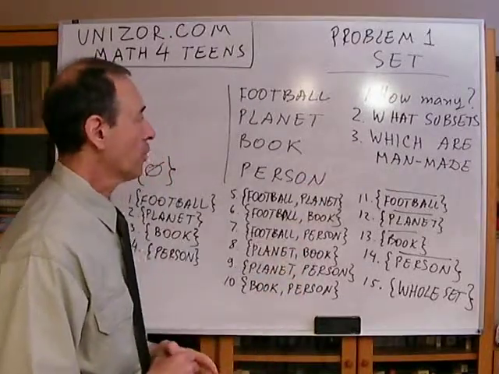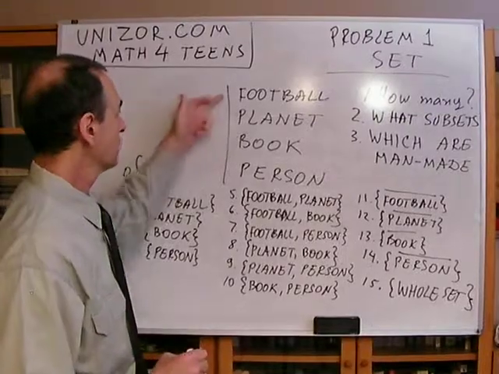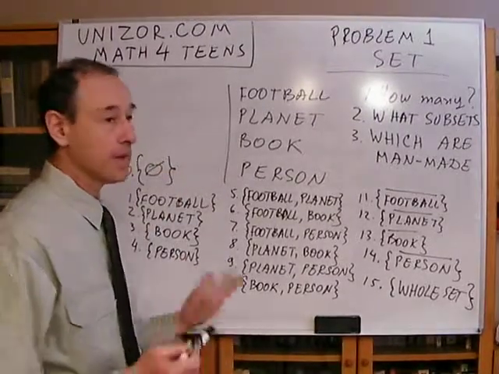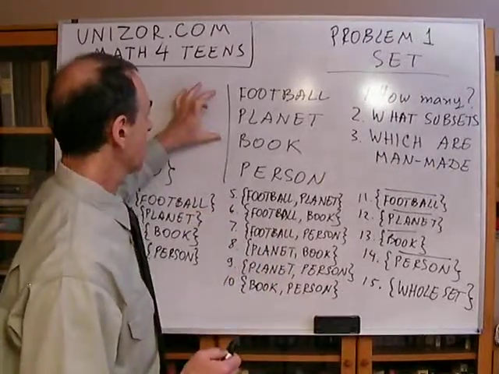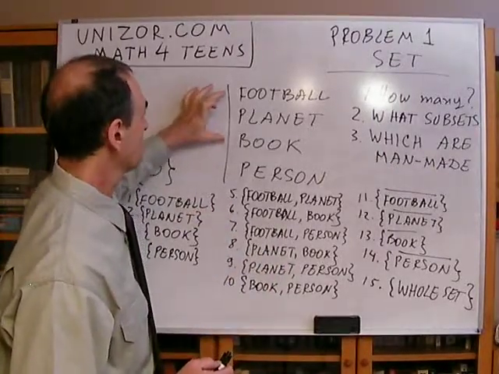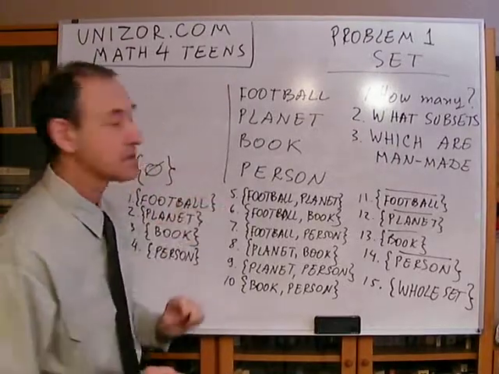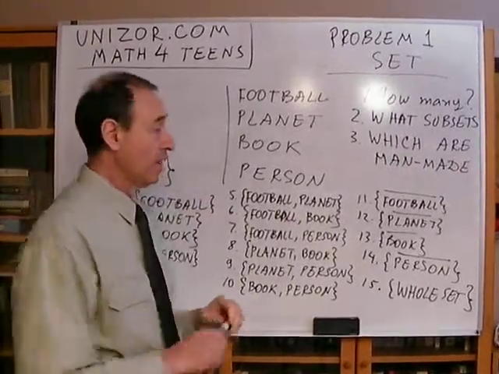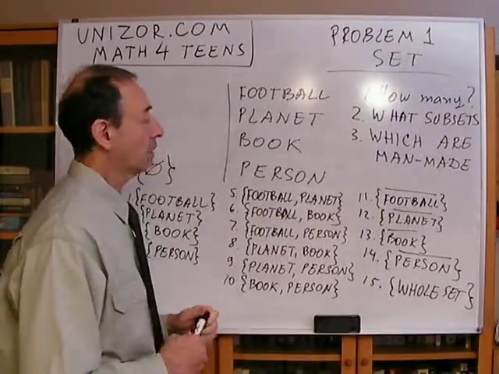And which are man-made? Well, this is very easy. Obviously, football and book are man-made, so there's only one subset which contains man-made elements, which is the subset which contains football and book, which is number 6 in this particular enumeration. Okay, this is it for a very simple exercise, and try to continue.